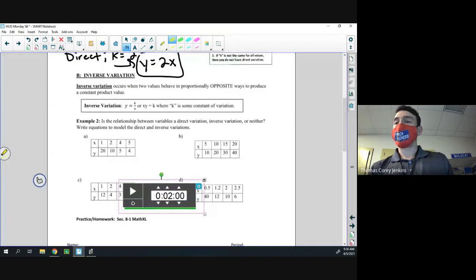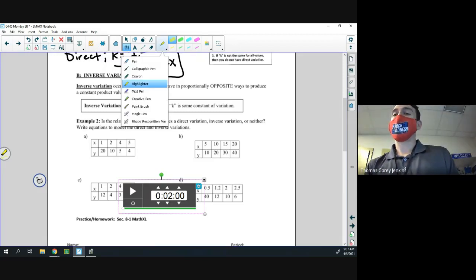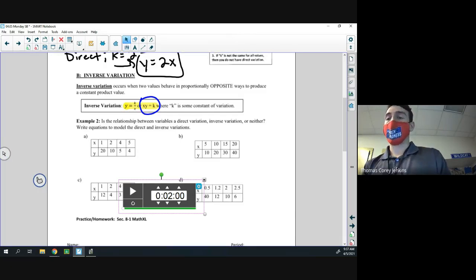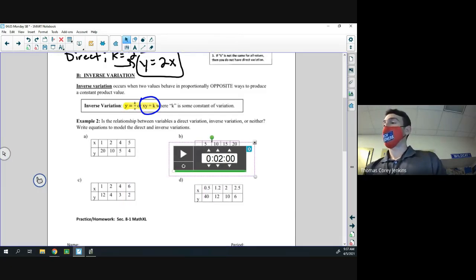The important stuff about that is right here. On that one, it's not y equals k times x. It's y equals k divided by x. So you actually have a variable in the denominator, which is going to look a little bit different. The way we check is: if x times y is equal to the same thing the whole way through, it's called inverse variation. Let's do a couple together, and then I'll have you guys try a couple.